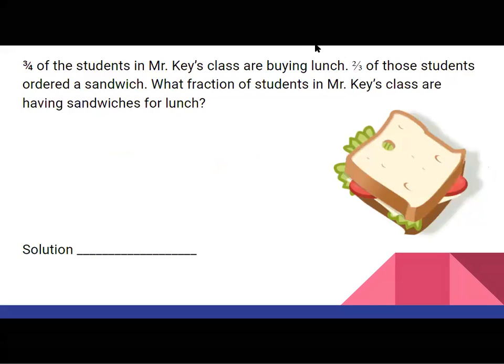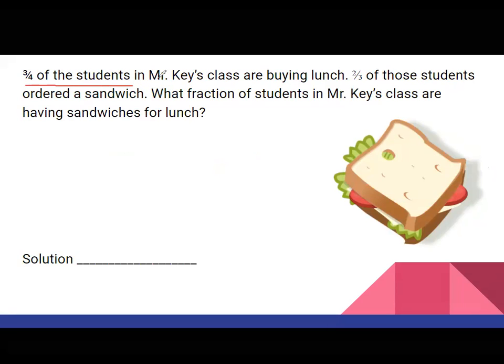All right, next problem. 3/4 of the students in Mr. Key's class are buying lunch. 2/3 of those students ordered a sandwich. What fraction of students in Mr. Key's class are having sandwiches for lunch? So we know that 3/4 of the students are buying lunch and 2/3 of those students. Well, of those students is referring to what amount? It's referring to the 3/4 of students that are actually buying lunch.